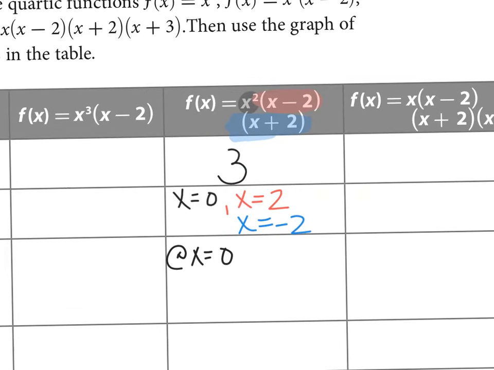Look back at the equation. Where did the x equals 0 come from? x squared. What's the exponent? It's even, so it's going to be tangent.